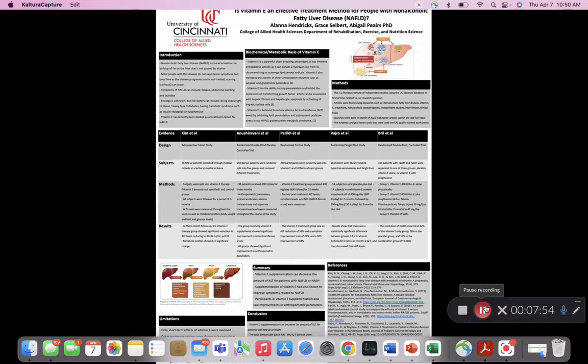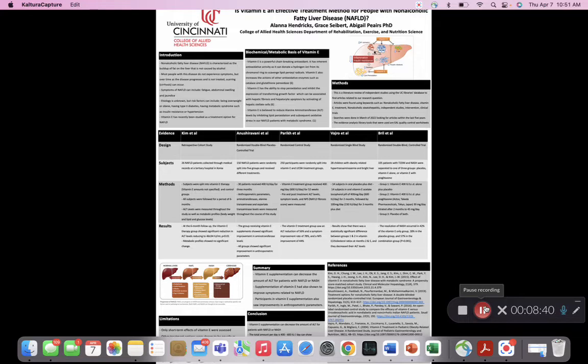The first group was presented with 400 IUs of vitamin E, just the vitamin E. Group 2 had the same amount of vitamin E, 400 IU, but they also added the pioglitazone, which was about 30 milligrams per day, and then the third group had the placebo of both. As a result, the resolution of NASH occurred in 42% of the vitamin E only group, 18% in the placebo group, and 57% in the combination group, which had a significance level of 0.001.